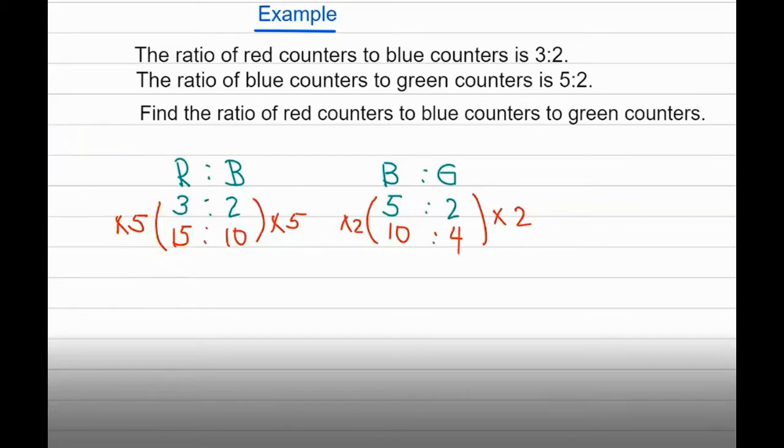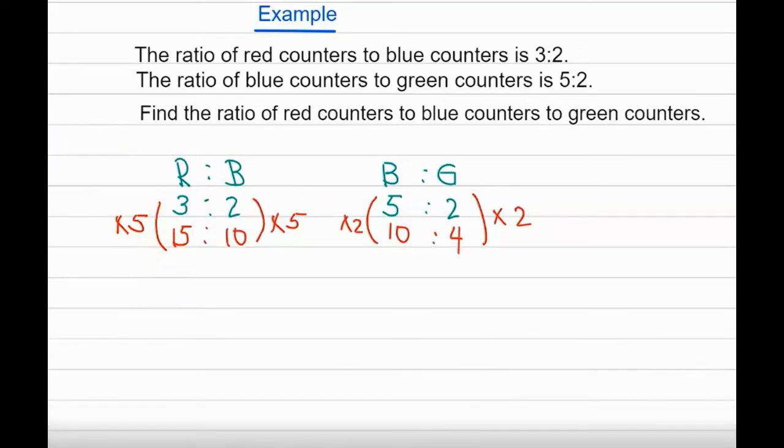Now, because we have got the blue counters the same, we could write the ratio now for all three of the counters, which is the ratio of the red counters to blue counters to green counters is 15, the blue is 10, and the green is 4.